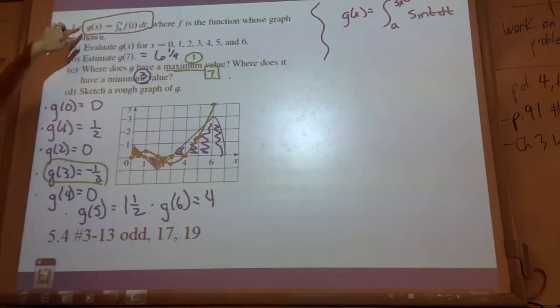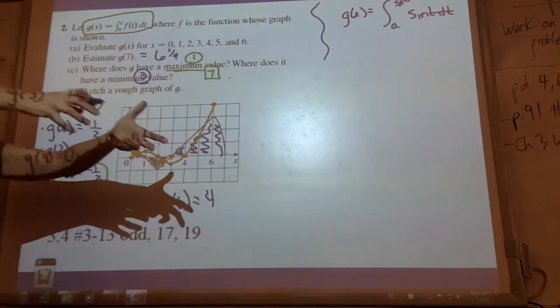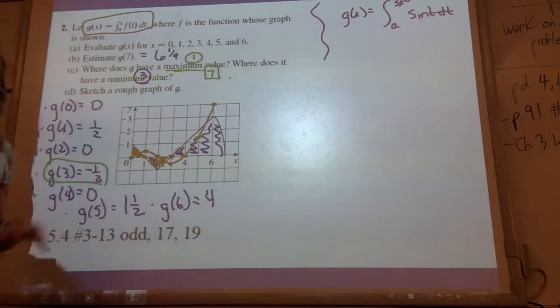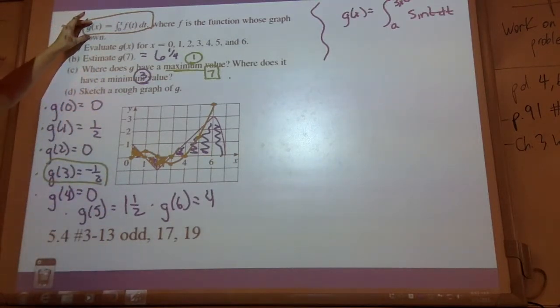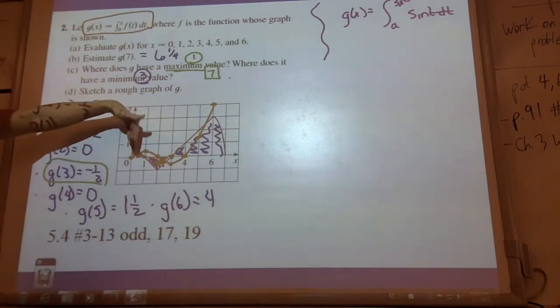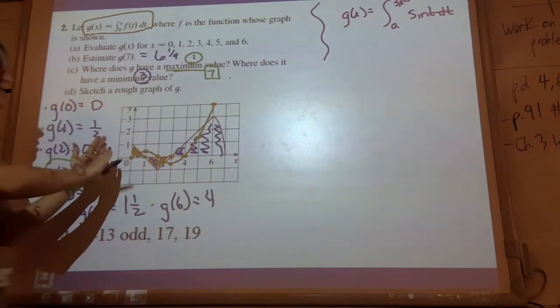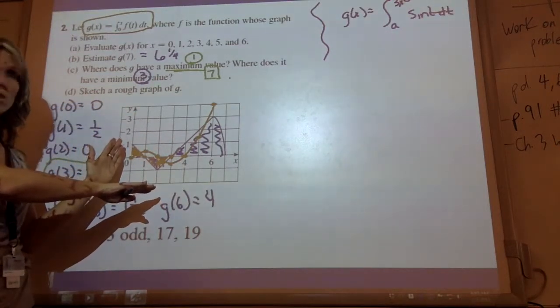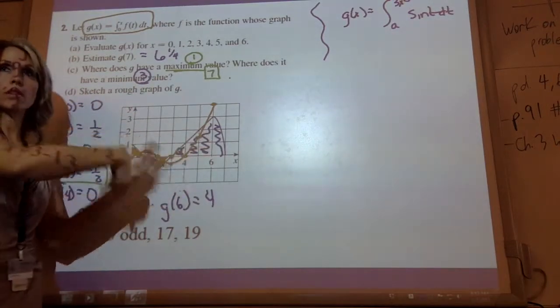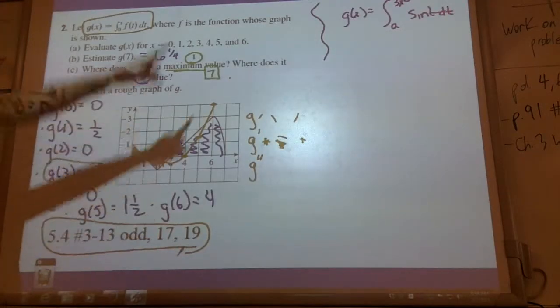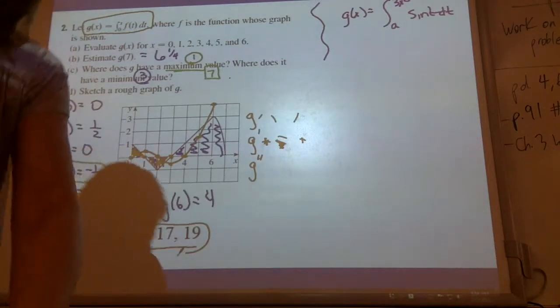Always keep in mind that this is just an area, an accumulation of area, an accumulation of stuff. Sometimes it's other things like oil being put into something, or sand, or whatever. So for your accumulation, where it's above the x-axis and then switches to below, you're going to have a maximum. And where it goes from below to above, you're going to have a minimum. There's that. But I just want to look at this last problem over here.